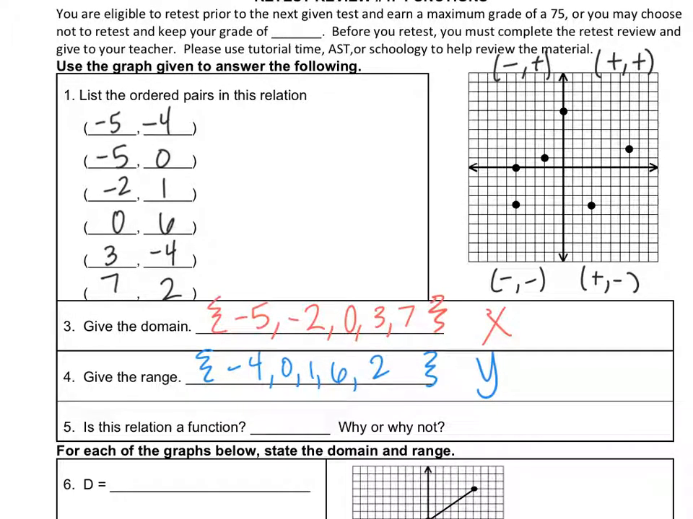Then they ask, is this a function? The answer is no. The reason is that you have an x that repeats at negative 5. You could also say if I were to draw a vertical line on the graph, it would not pass the vertical line test.